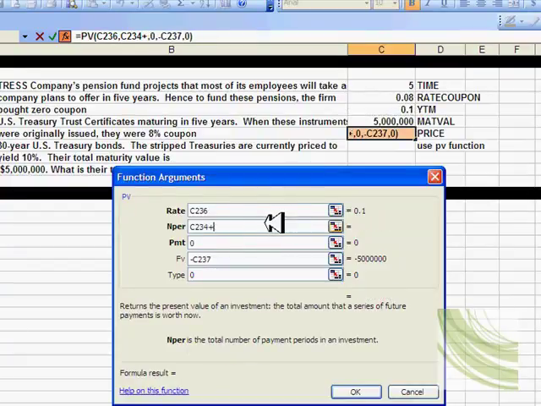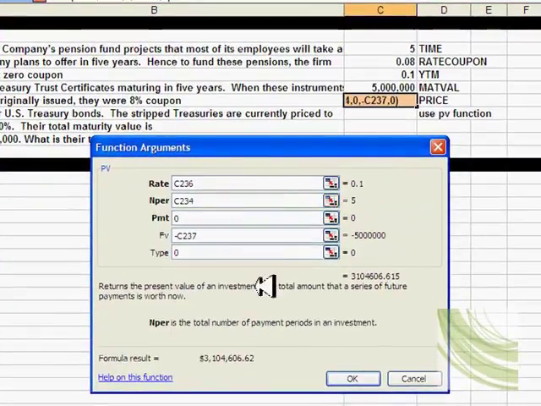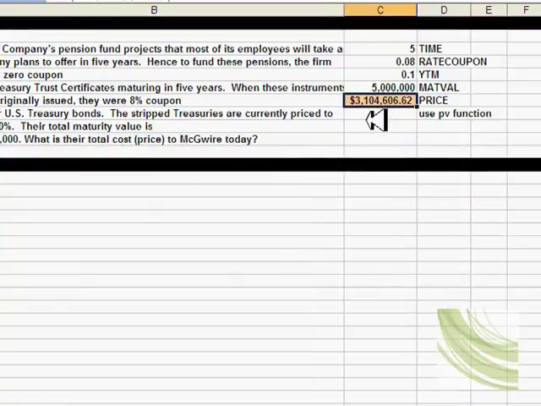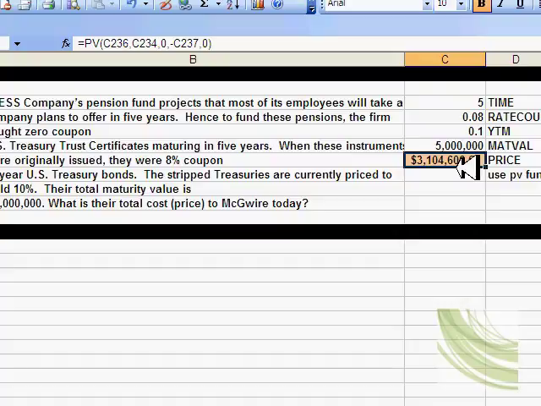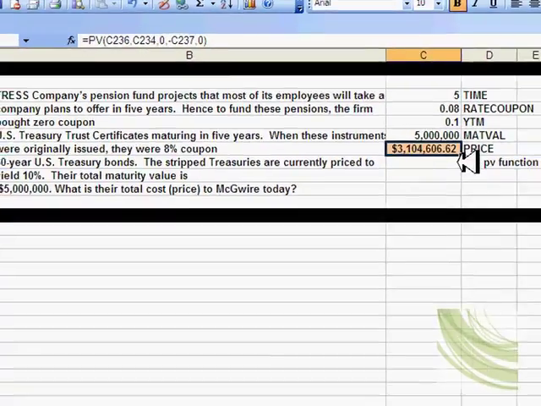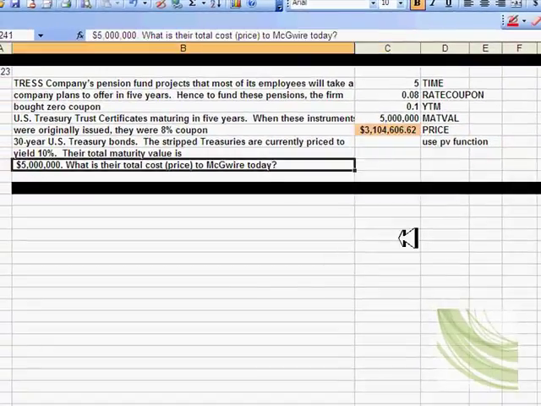This is what you're earning, 10%, not the 8%, but 10%. Okay, and the number of periods is 5. Payment is 0. Future value, the maturity value, is 5 million. And type is 0. So the present value is 3,103,466. That is the present value, or the total price of the bond today.